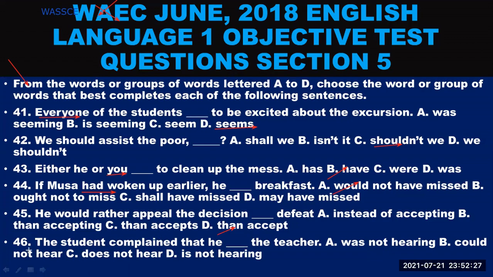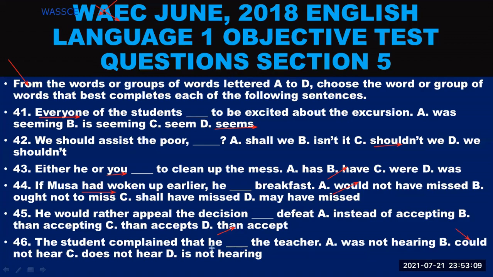Question number 46, the student complained that he dashed the teacher. A, was not hearing, is wrong because the verb here is a verb that has to do with the sense of hearing, and it is not used in a progressive sense. Just as you cannot say, I am not seeing the board, you cannot say, I am not hearing you. No, such expressions are wrong. B, could not hear, is actually correct.